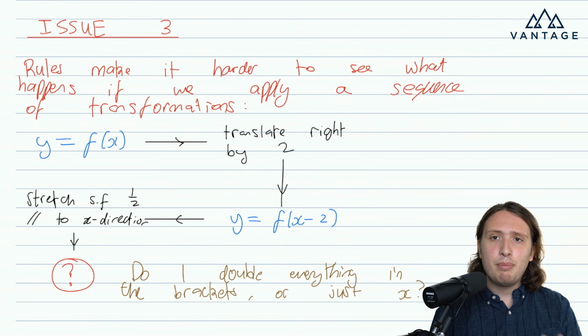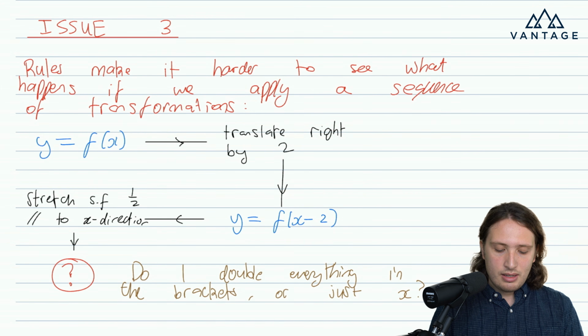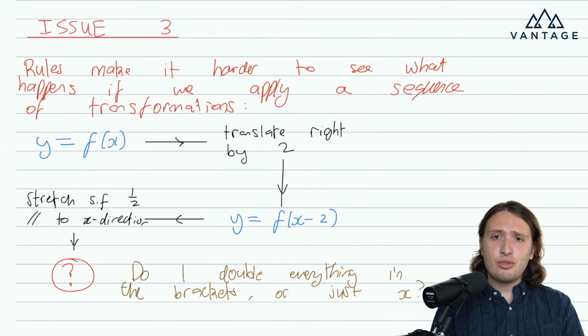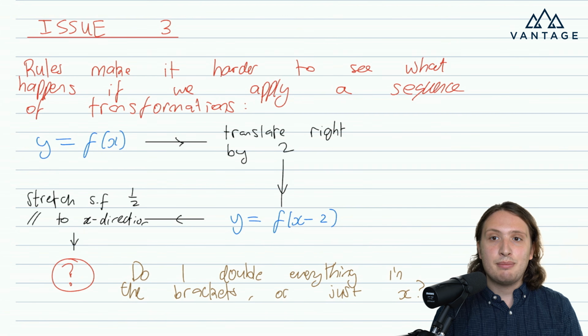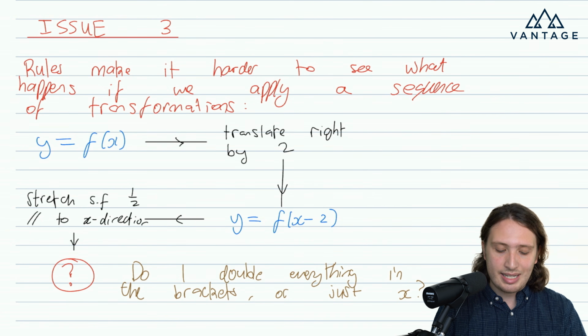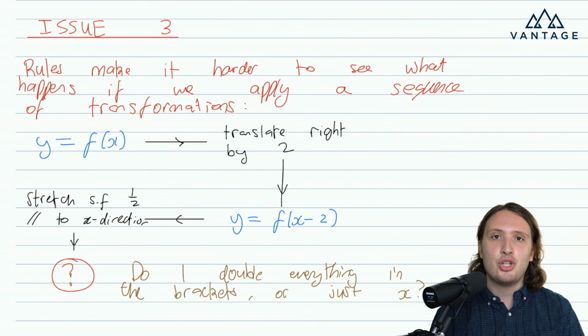So for example, suppose that I want to perform a translation by 2 to the right, followed by a stretch by scale factor 1/2. If I do the translation first, I know that I take f of x and replace the x in the bracket with x minus 2. So that is the rule for translation. We have y equals f of x minus 2.